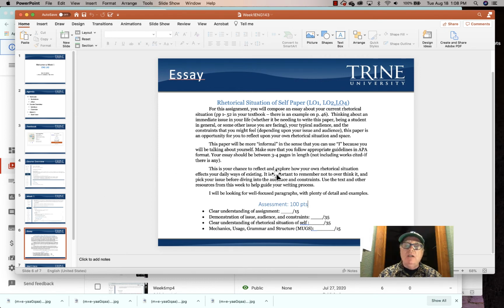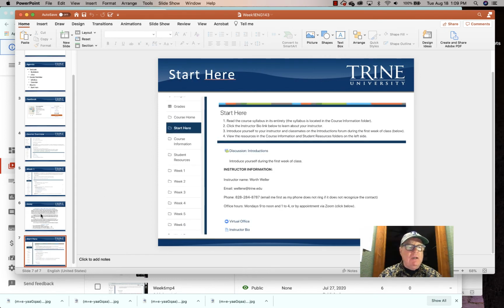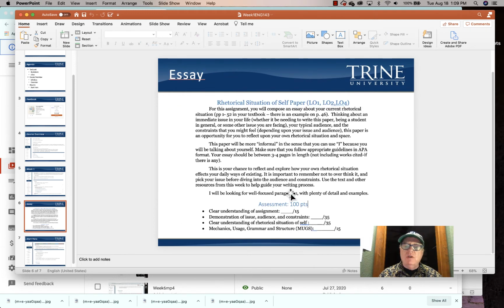All right. So basically, I'm looking for well-focused paragraphs. I like to see about 3 paragraphs per page. A paragraph is a unit of thought, one unit of one thought with lots of specifics, details, and examples. Good development, in other words.